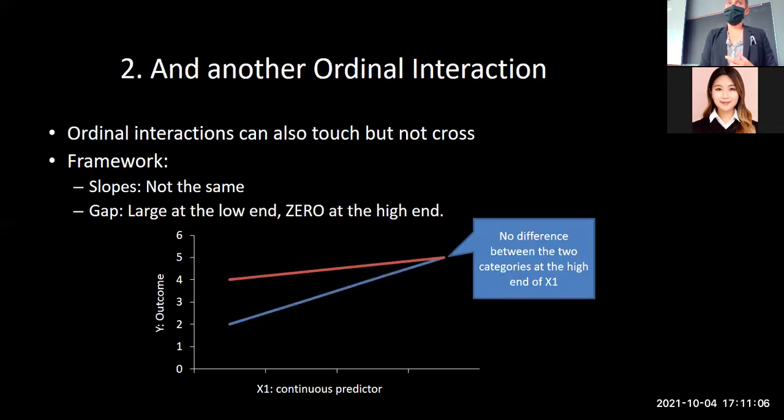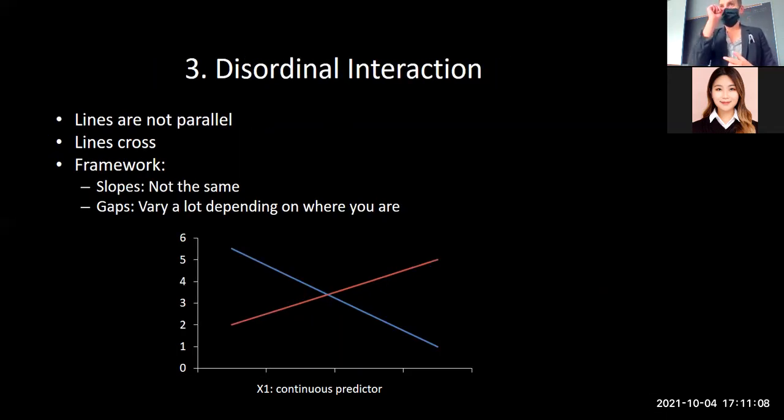Yeah? This ordinal doesn't have to flip the slope, does it? It does not have to flip the slope. Yes, they could cross if it's just less. So the other way it could look would be like this. In this example, they are definitely crossing and one is negative and one is positive, but they can also look like that.